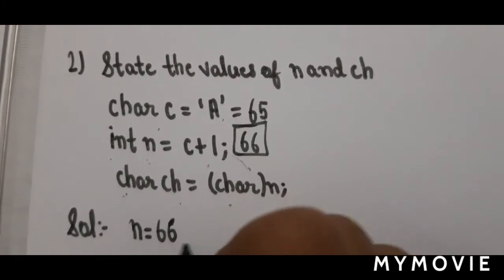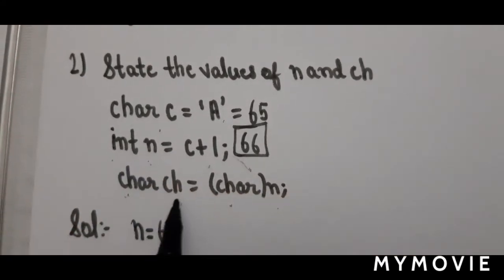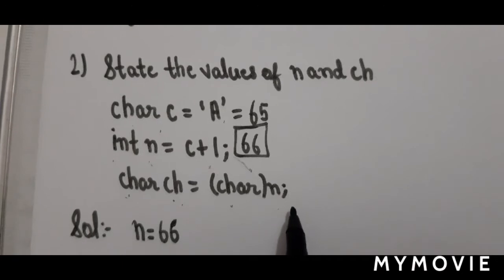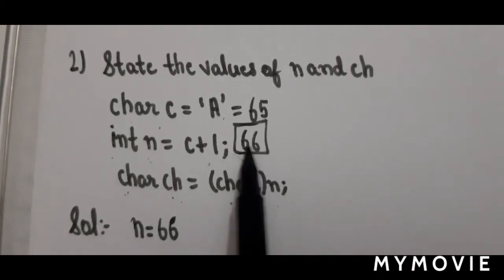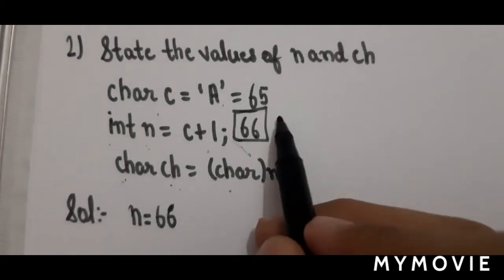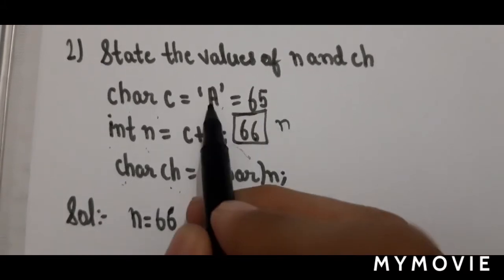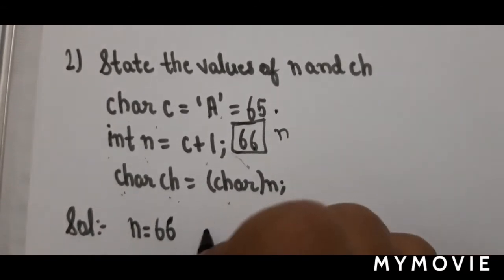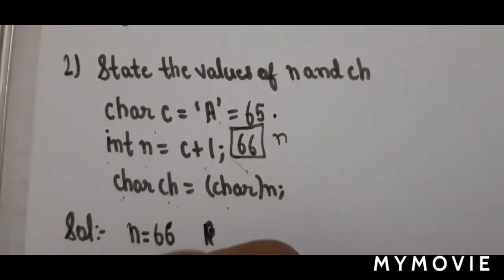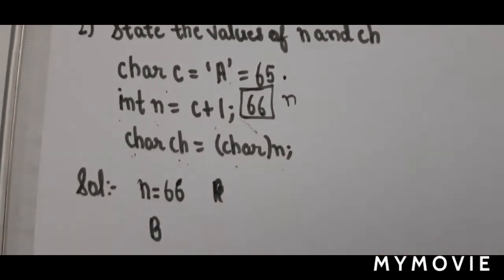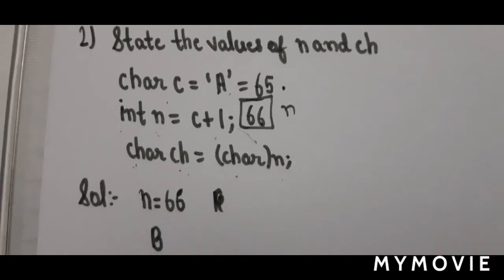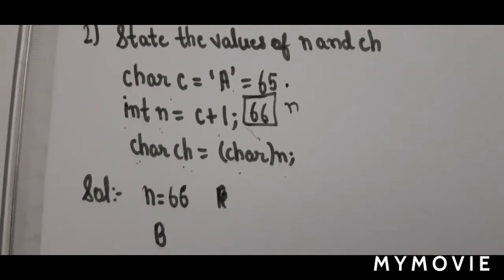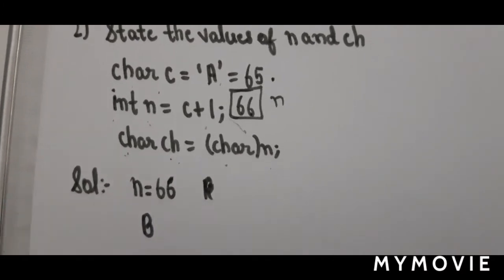Next we should print char ch is equal to (char) n. So 66 is in which place? A is 65, so B is 66. So you will get B as our answer. So friends, this was our second question. Let's move on to our third question.